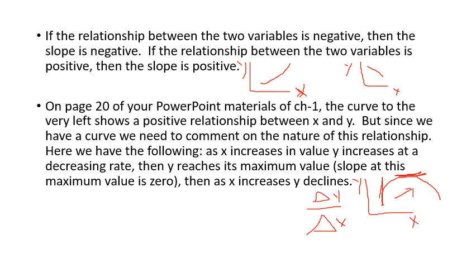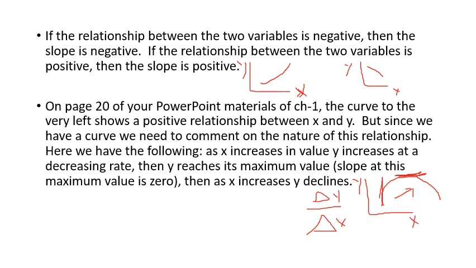Then y reaches its maximum value, which is right here. This is the maximum value of y. Slope at this maximum is 0. Then as x increases, y declines. This is what I just graphed. Hopefully it is clear. Okay? Please prepare your questions for me when you see me next time about this relationship, because it is very important.